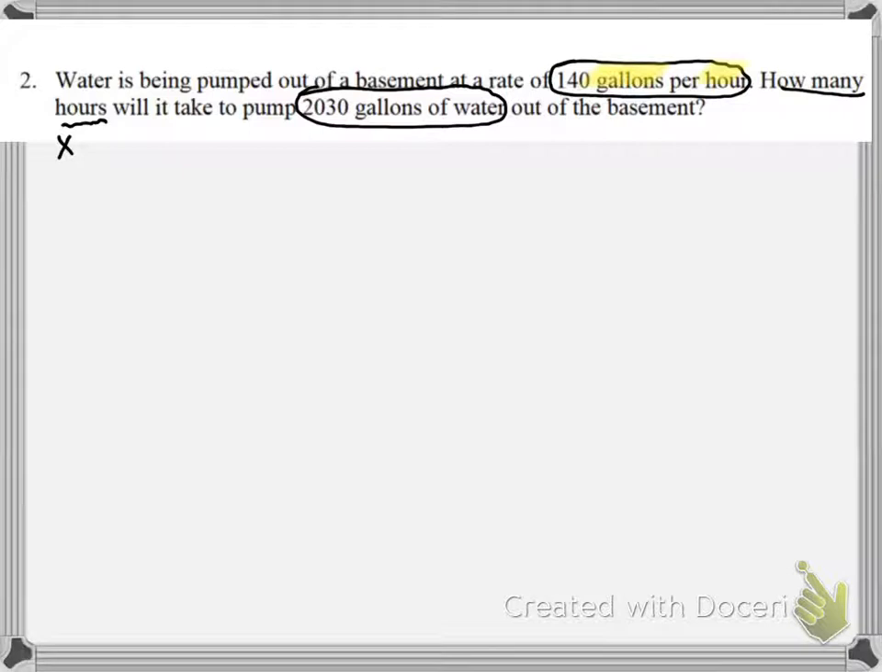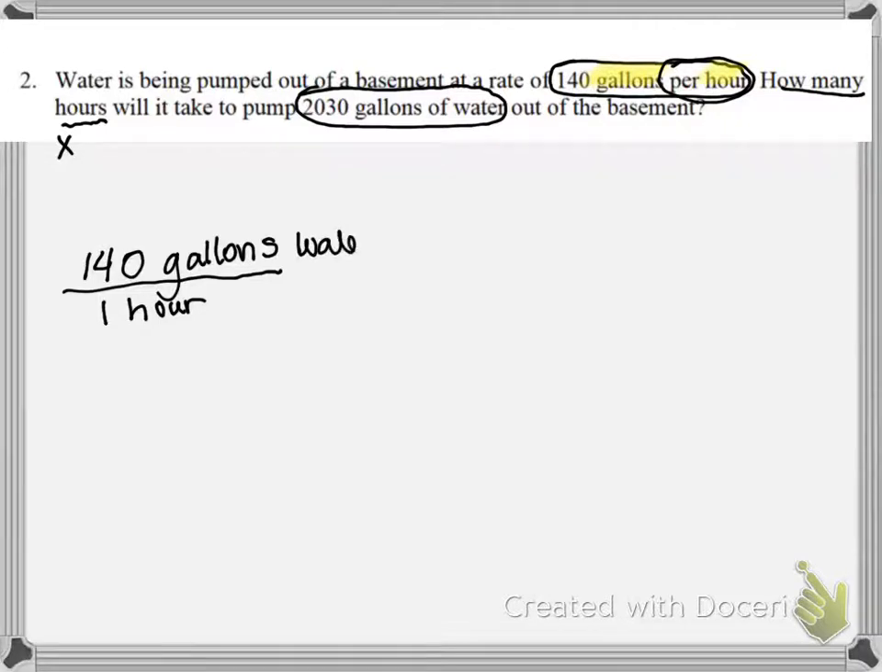So what we're going to do is we're going to write 140 gallons per hour. Actually that is a second piece of information. That means in 1 hour, 140 gallons of water are being pumped out of the basement. And if you want to write water here, you can do that. Okay, so we have 140 gallons of water in 1 hour.